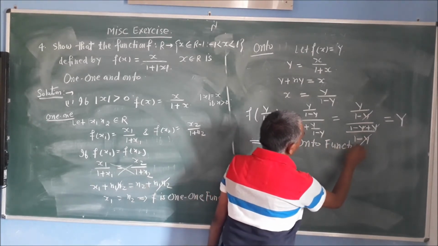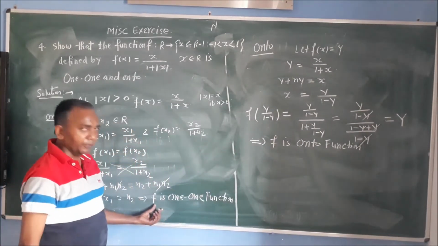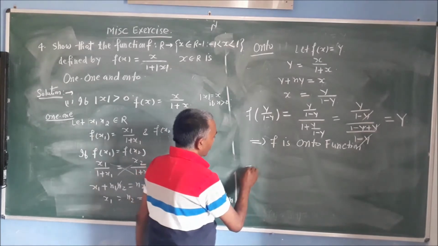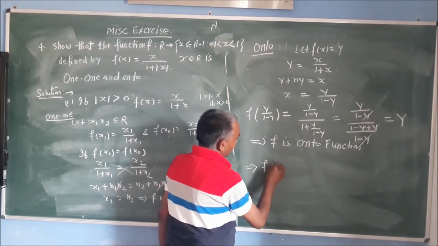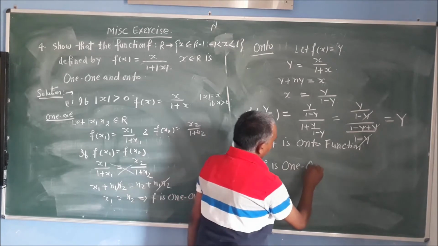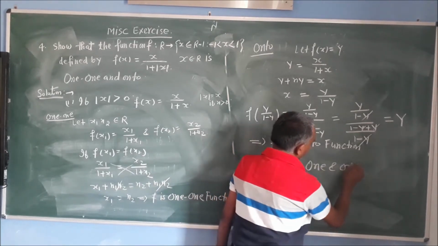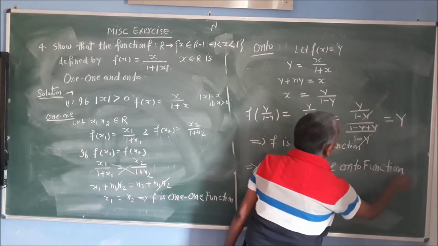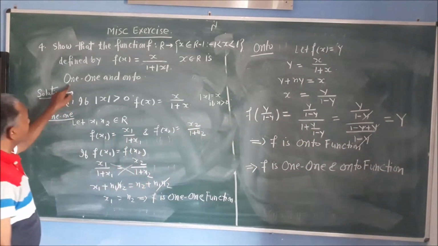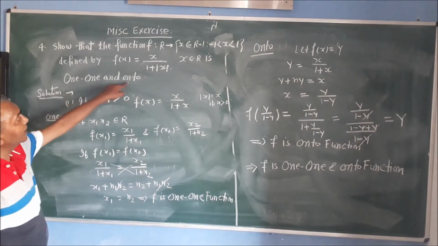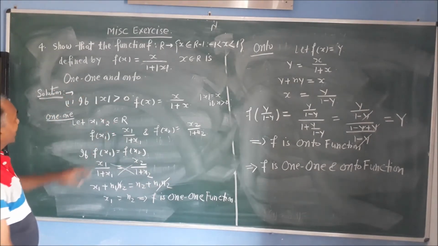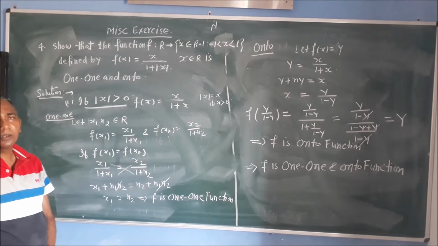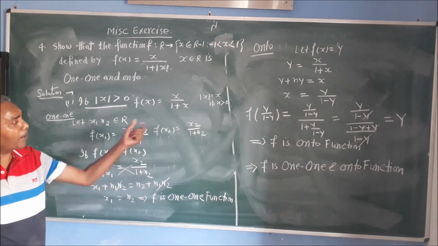So dear student, what have we proved? Here we have proved f is one-one function. Here we have proved f is onto function. That means if you combine both the results, we can say f is one-one and onto function. What we have to prove here in the question? We have to show that this is one-one and onto function. So we have taken the first condition, for x greater than or equal to 0, this function is one-one and onto function.